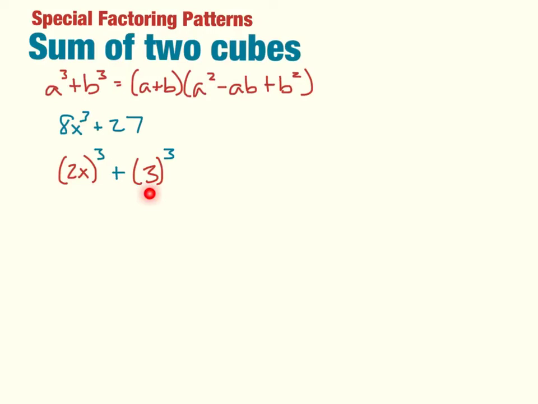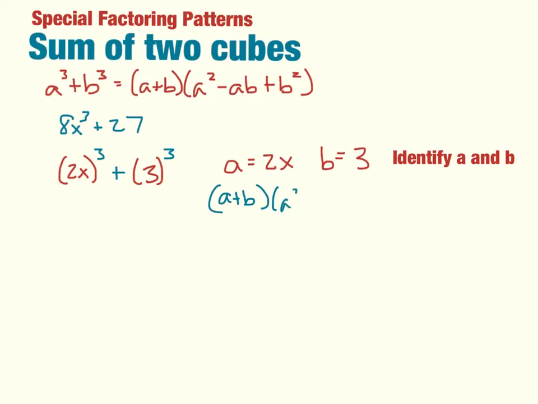So now that I can see that it's 2x cubed and 3 cubed, this is of the same form as a cubed plus b cubed. The most important thing that I'm doing right here is identifying a and b. A is going to be 2x and b is 3. Now that I've identified a and b, I'm going to plug them into a plus b times a squared minus ab plus b squared.